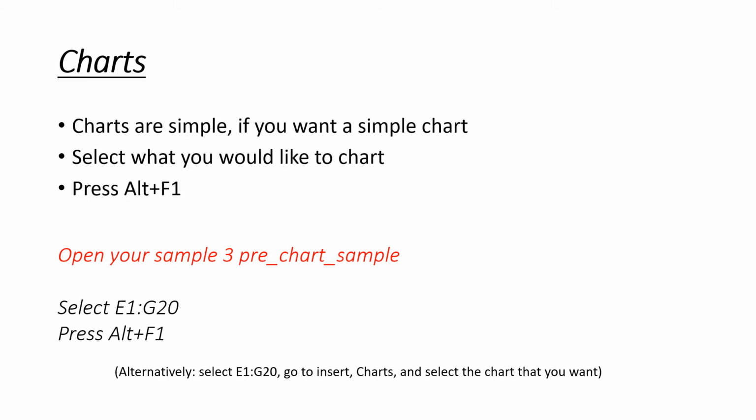Let's take a look. Open your sample 3 pre-chart sample. In this workbook on the first sheet, select columns and cells A1 through G20. Now simply press your F1 key while holding down on the Alt key, and immediately you'll see a chart.